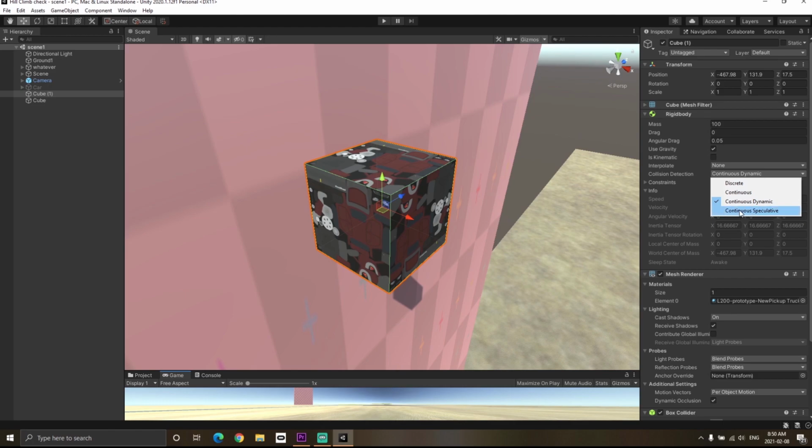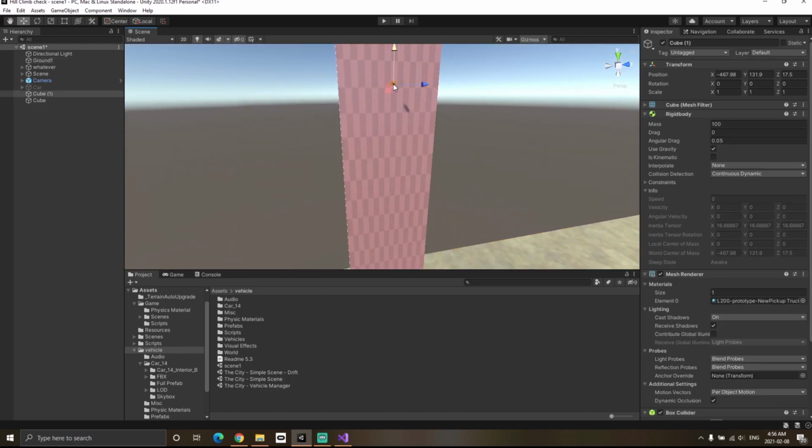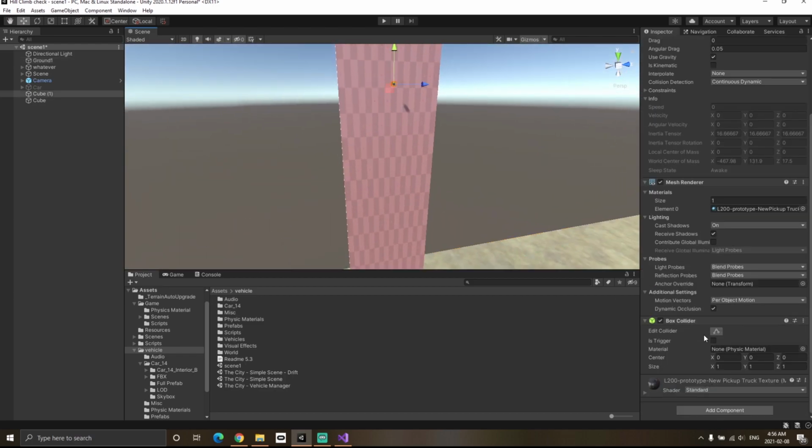Further, continuous speculative can also collide with a static collider as well as a dynamic collider. Remember, static colliders are those objects which do not have a rigid body attached, and dynamic colliders are those objects which have a rigid body attached.